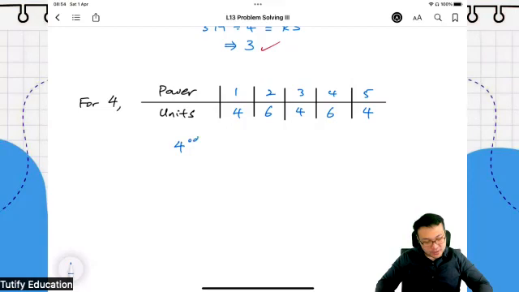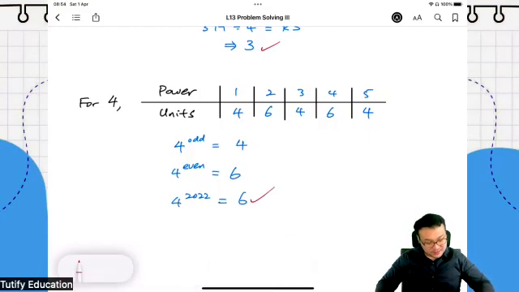4 to the power of an odd number, what is the unit digit? 4. What about to the power of an even number? 6. Correct. Even power gives you 6, correct or not? And the odd power gives you 4. So now you take 4 to the power of 2022. Is this even or odd? Even. So what answer should you get? 6.